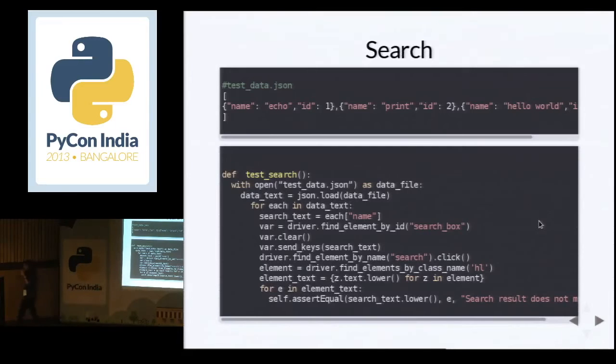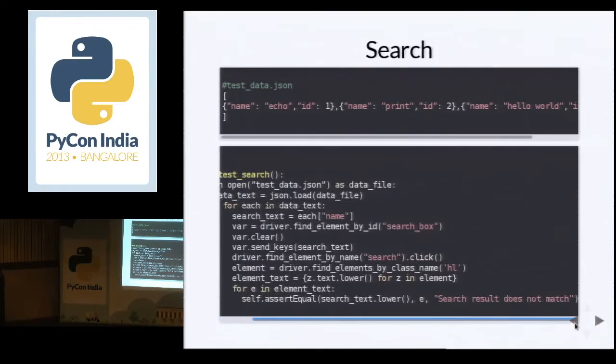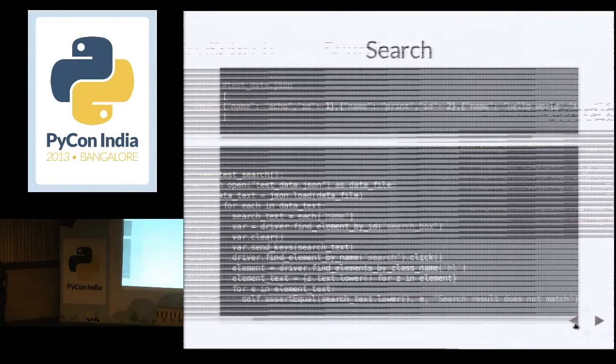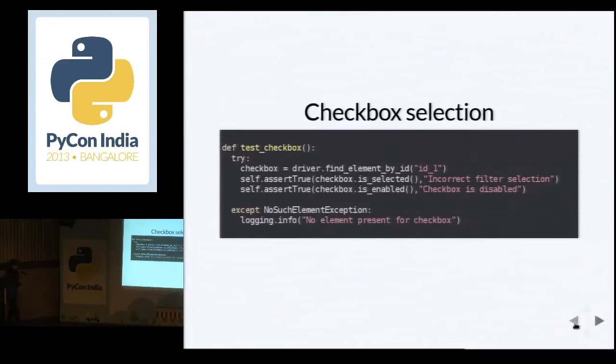Moving on, the next test case that I'll consider is checkbox selection. Whether a particular checkbox is selected or not. First thing, I inspect the elements and I find that my checkbox is present with an ID. I hold that element with an ID and I say find element by ID. Now I use the method assert true of the unit test module and I check if the condition is true or not.